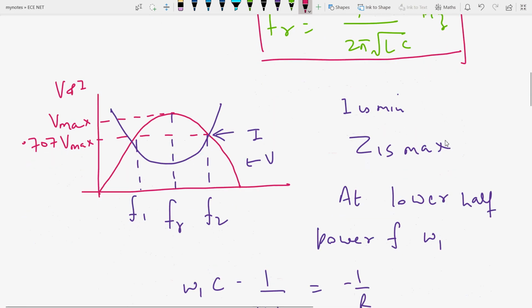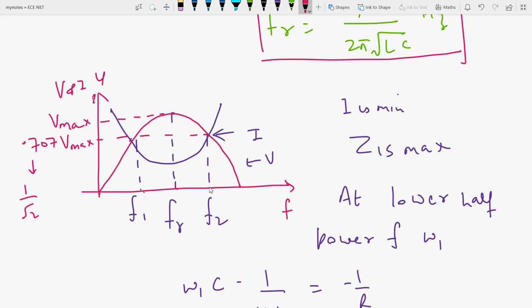Now as soon as we draw the graph between voltage and frequency, or current and frequency, that means voltage and current have to be plotted on the y-axis and the frequency on the x-axis. We can see that at resonant frequency we have maximum voltage, and it is 1 by root 2, 0.707. It means 1 by root 2 times the peak value of the voltage at its corner upper and lower frequency points.